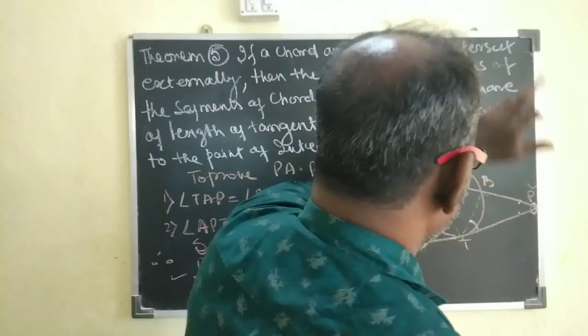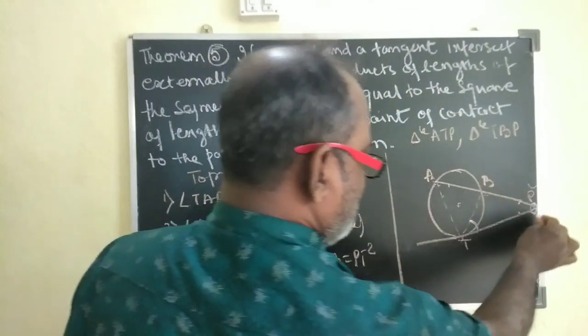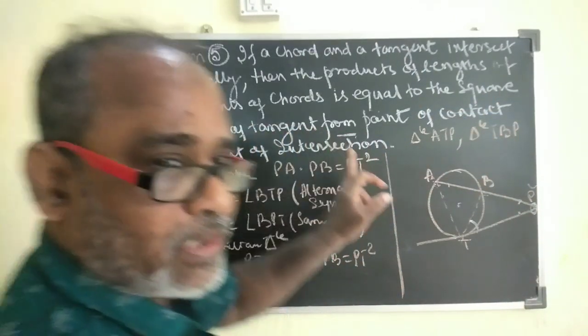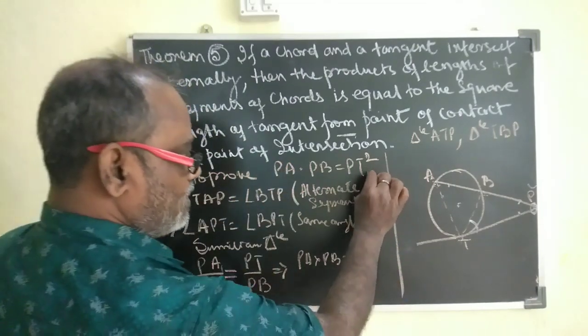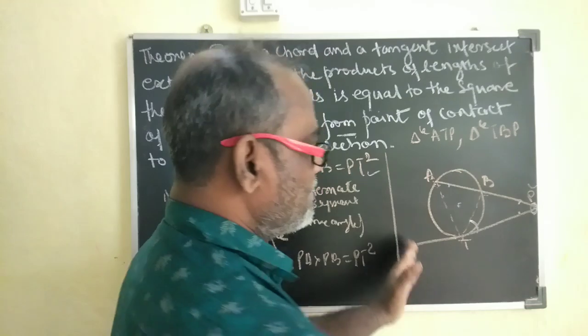Then the product of the lengths, that means what you have to prove is that PB into PA must be equals to the square of the length of the tangent. That means PT square you have to prove. We have to prove this. It's very simple. Let us take and understand properly.